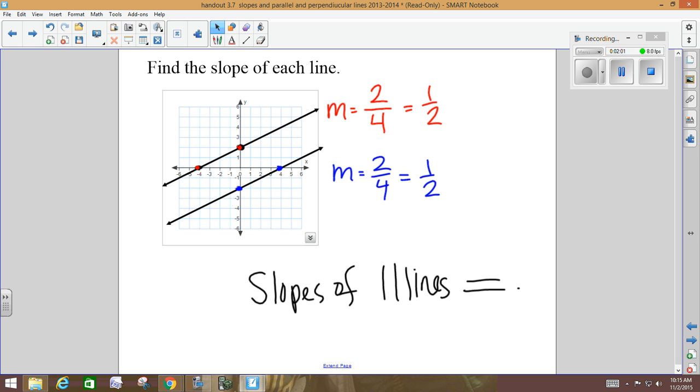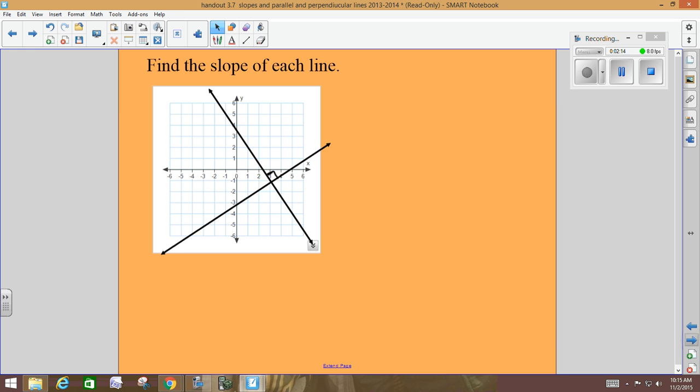They have to be the same, which makes sense because parallel lines can't intersect. So if one line moves up 2 and right 4, then the other one better move up 2 and right 4 so that they stay the same distance apart. All right, this guy, I'll name these lines. We'll say he's J and this line is K. What do you know about these 2 lines? Yeah, since they make a right angle, they've got to be perpendicular.